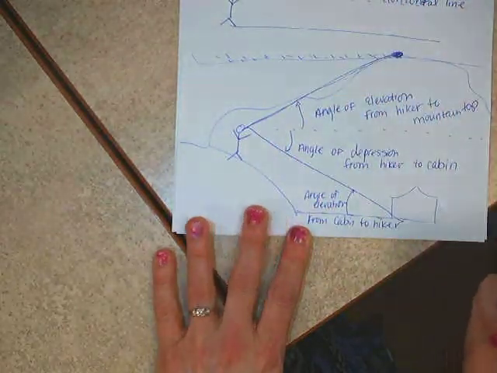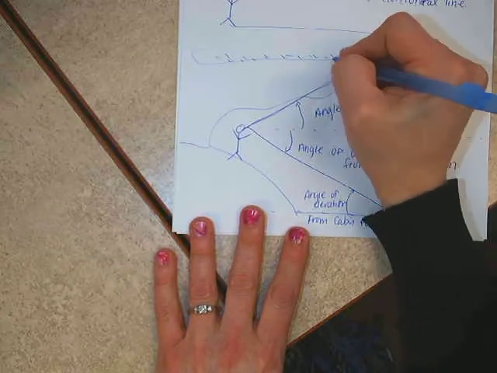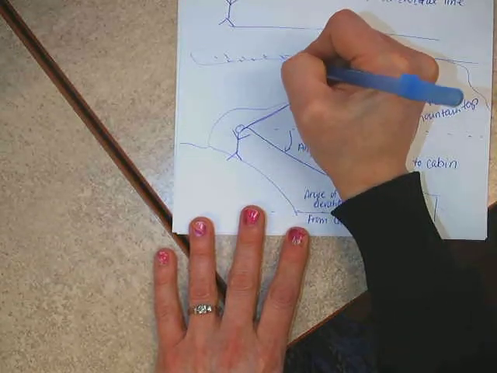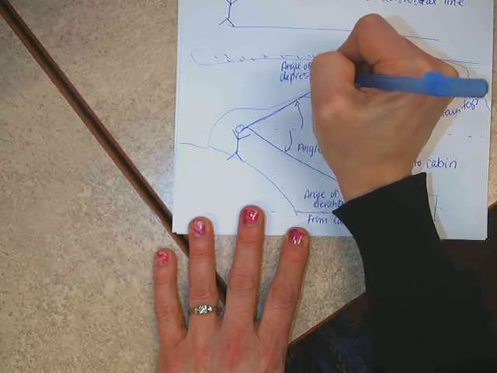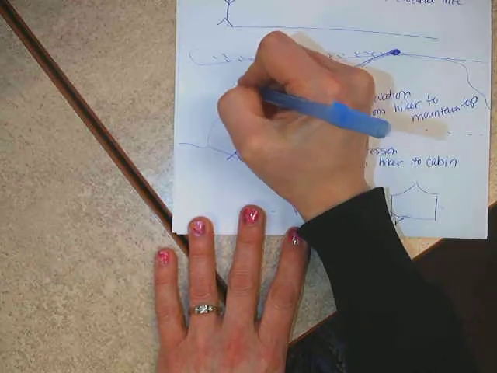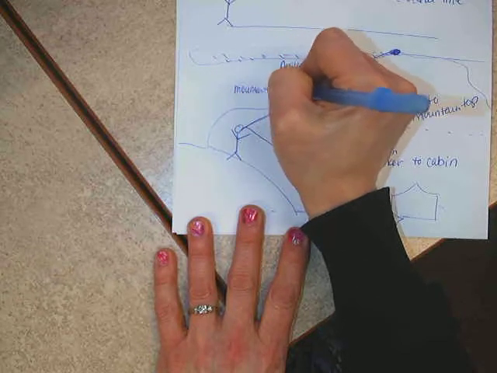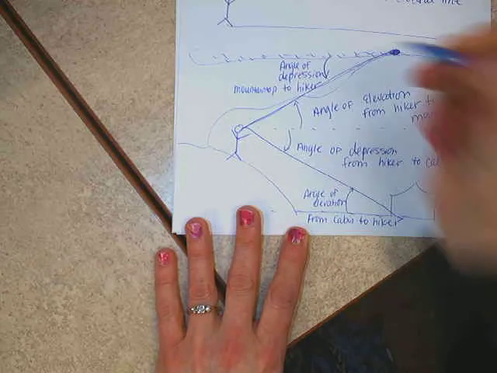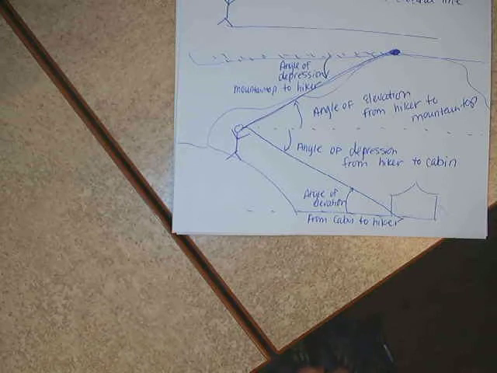And if we go all the way to the top, and again that should be a horizontal line, from the mountaintop to the hiker, we have an angle of depression. So that is from mountaintop to hiker. So part of the process is learning how to just identify which angle we're talking about.